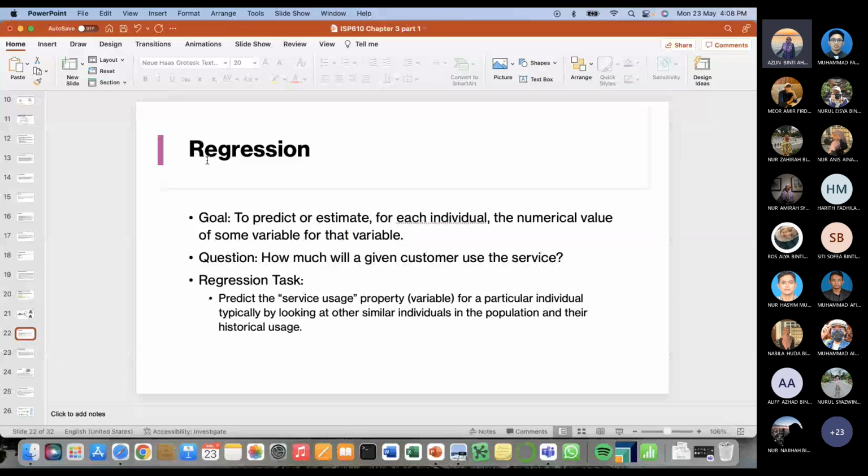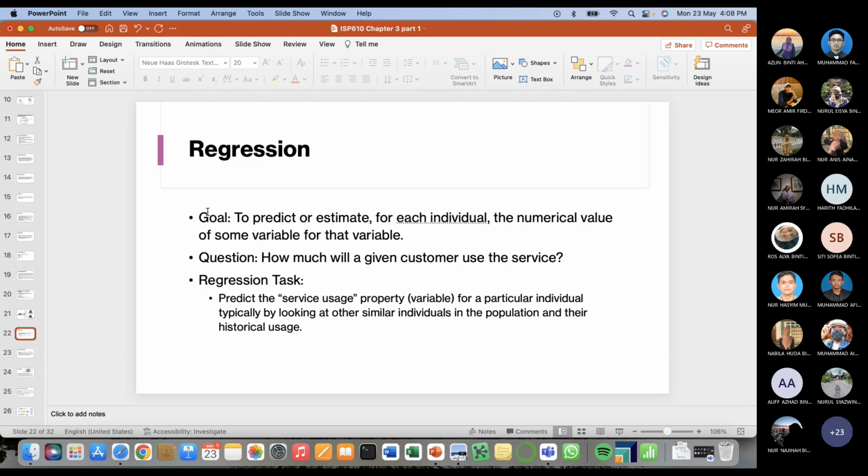And then we have another task, which is regression. So the goal for regression is to predict or estimate for every individual that they have, for every customer, the numerical value of some variable. Maknanya apa benda, dia punya first variable is the objective. So they try to predict the other variables that contribute to your objective tu lah. So the question here is how much will a given customer use the service?